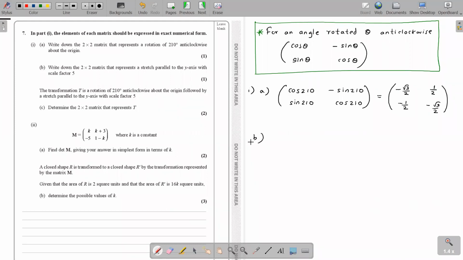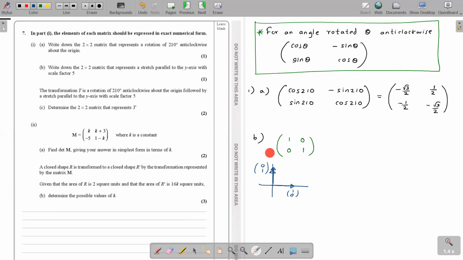Write down the 2 by 2 matrix that represents a stretch parallel to the y-axis with scale factor 5. So this one, of course, I'll do from the beginning. Normally, when we transform, we always use the base matrix 1, 0, 0, 1. Do you remember? So this is 1, 0, and this is 0, 1. So what happens when you stretch the y-axis with scale factor 5? Only the y-axis is stretched, right?